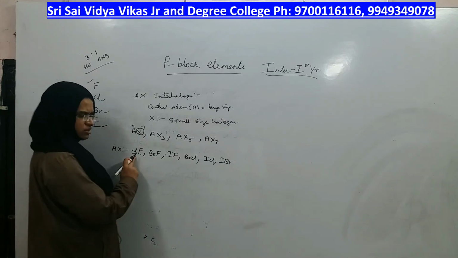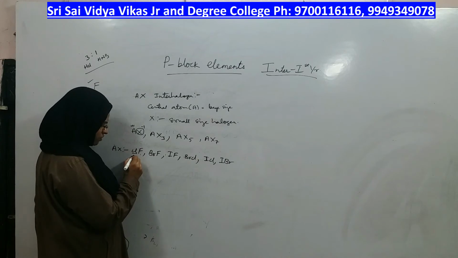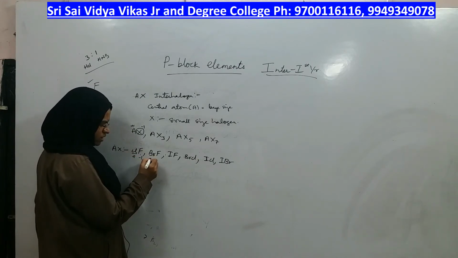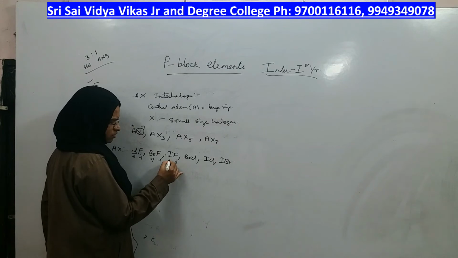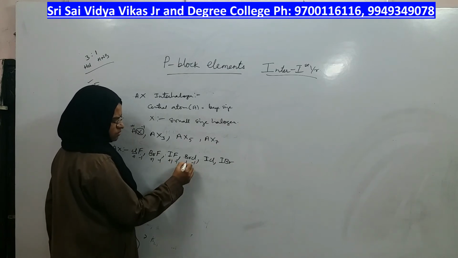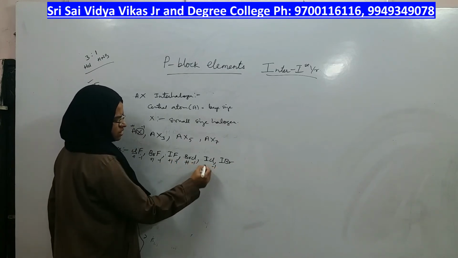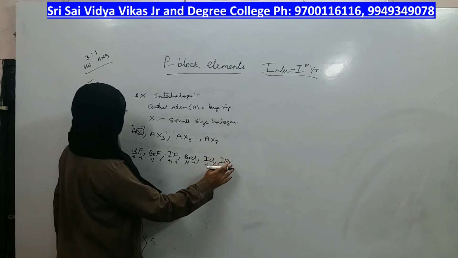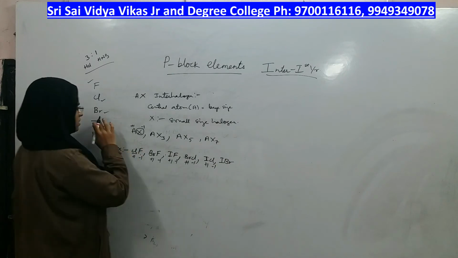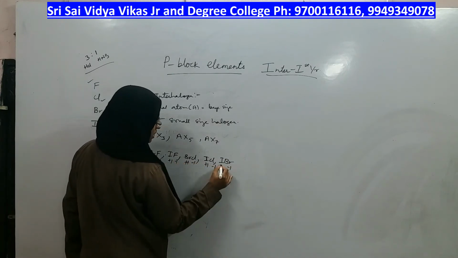Chlorine is less electronegative. What is the oxidation state of chlorine? +1. What is the oxidation state of fluorine? -1. In the same way, what is the oxidation state of bromine? +1. Fluorine is -1 because it is more electronegative. Fluorine -1, iodine +1; chlorine -1, bromine +1; chlorine -1, iodine +1; bromine is more electronegative, -1, iodine is +1.